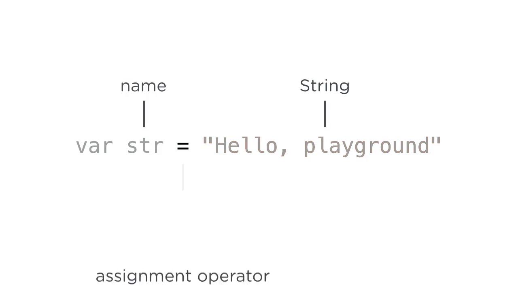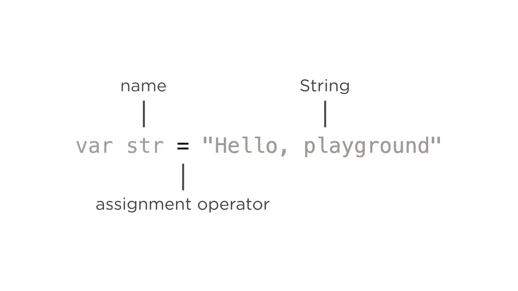The equal sign here is called the assignment operator. An assignment operator takes the value on its right-hand side and assigns it to the variable on its left-hand side. So our variable, we're using the name str, refers to this data, hello playground. The equal sign and the string together indicates to the computer that we want to store the string inside the variable. So again, what does this mean?